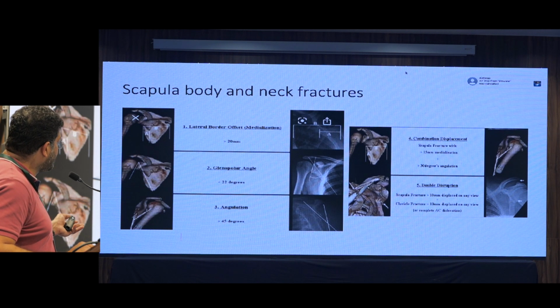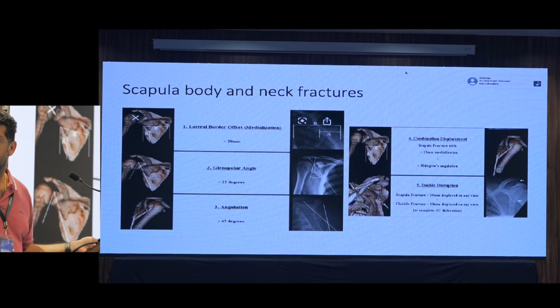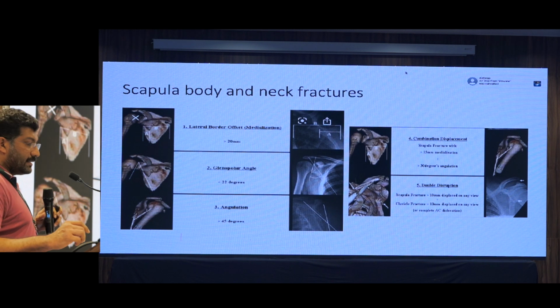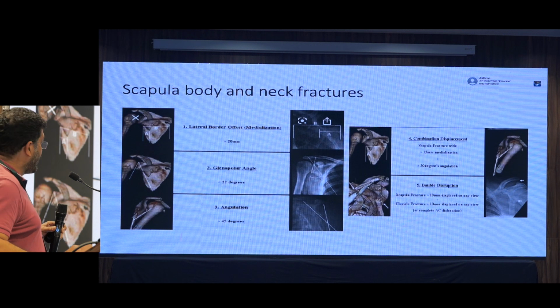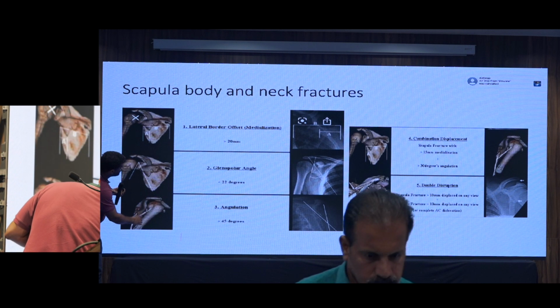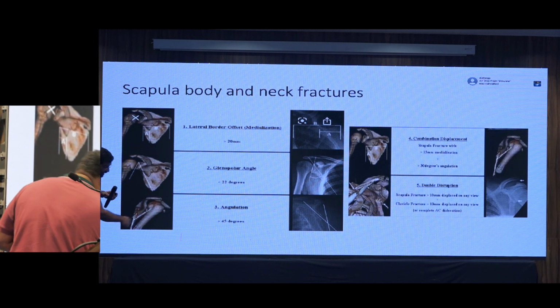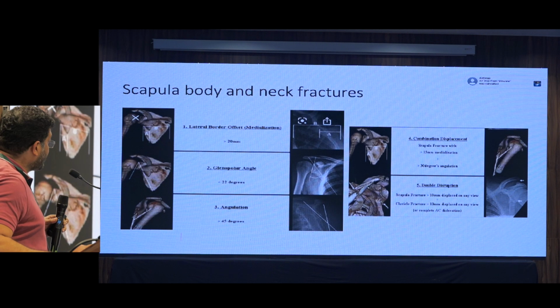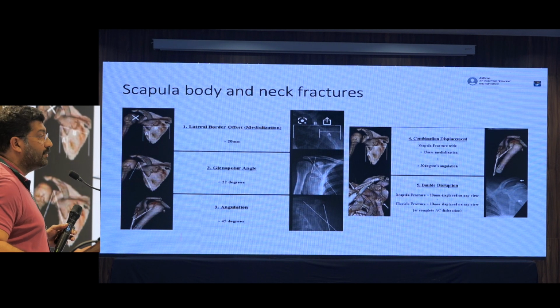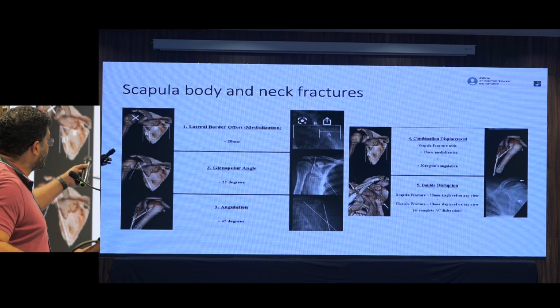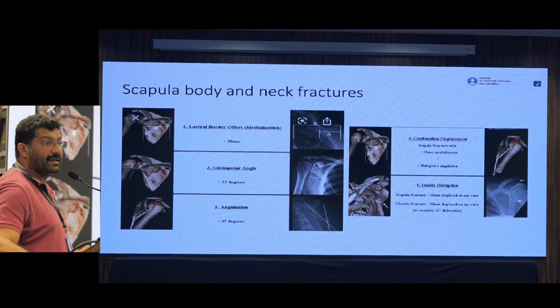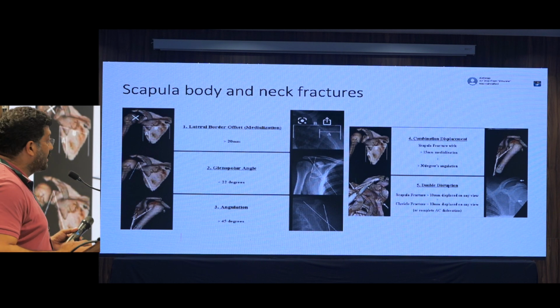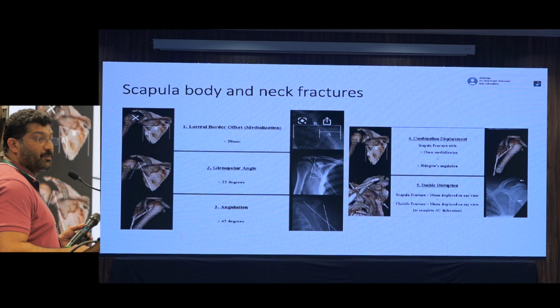Then there is angulation. If there is an angulation of about 45 degree, that is an indication for surgery. These are single parameters on the left hand side. On the right hand side, you can have the combined displacement.